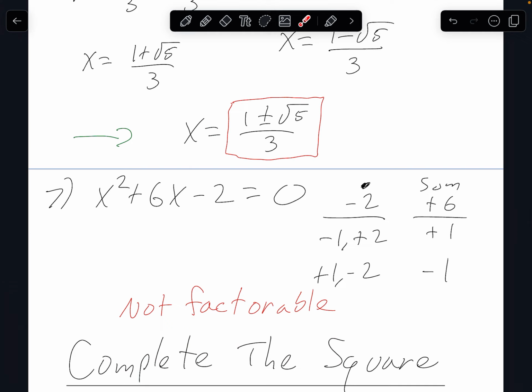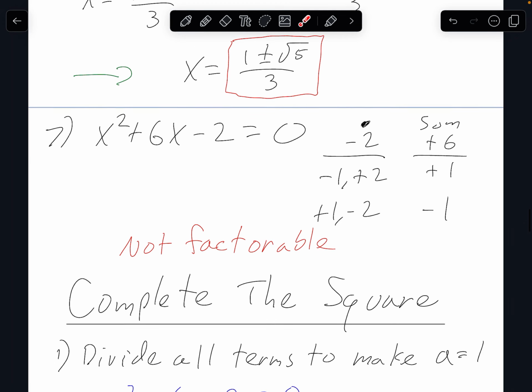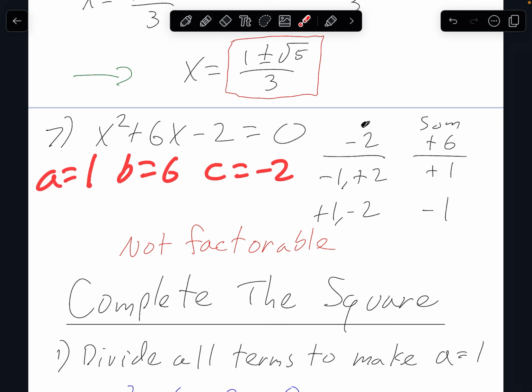Completing the square is a technique that we can use for any quadratic equation, but this will allow us to solve the quadratic equations that are not factorable, which is why this is going to be necessary. The first step in completing the square is to make sure that a is equal to 1. Here, a is equal to 1, b is equal to 6, and c is equal to negative 2. So if a is already equal to 1, that means the first step is done. We don't have to worry about it.